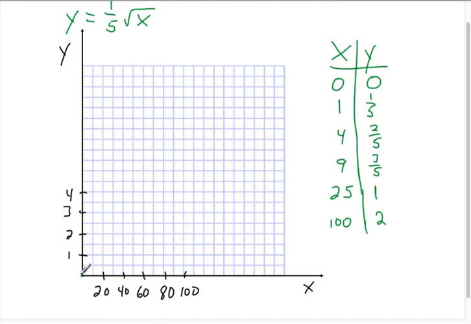So to graph that, it's just 0, 0, 1/5 is pretty close to that. So I'm going to jump up to like 25, 1. So 20, there's 30, so 25, 1 would be like right here. 100, 2 is like here. So you can see it kind of has that same feel. So that would look like that.